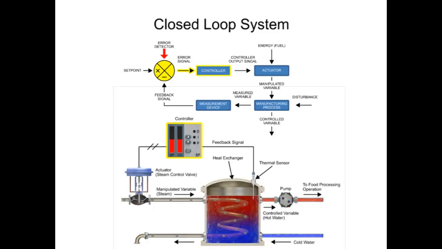The controller is the brain of the system. It receives an error signal as its input and provides an output signal to the final control element or actuator in this example.